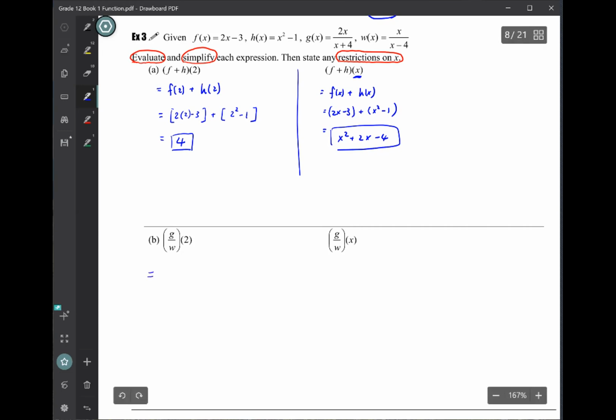If any one of you got stuck, you can start by writing this out. The first part is g of 2 divided by w of 2. Okay, and then you continue. Second part is g of x divided by w of x. Okay, so it's a fraction.